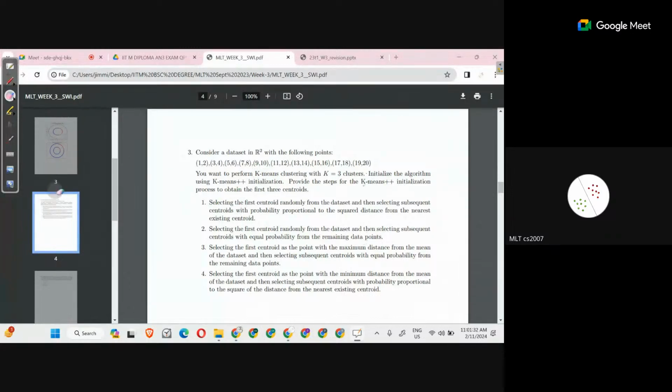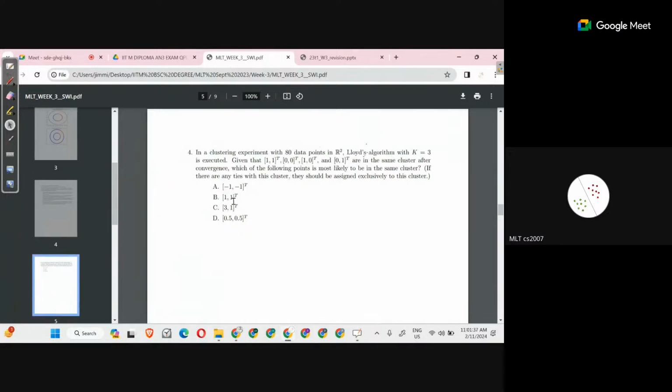Okay. Let's move to the next question then. Question number 4 says, in a clustering experiment with 80 data points in R2, Lloyd's algorithm with k equal to 3 is executed. Given that (1,1), (1,0), (0,1), (0,0) are in the same cluster after convergence, which of the following points is most likely to be in the same cluster? I hope the question is clear to all of you.